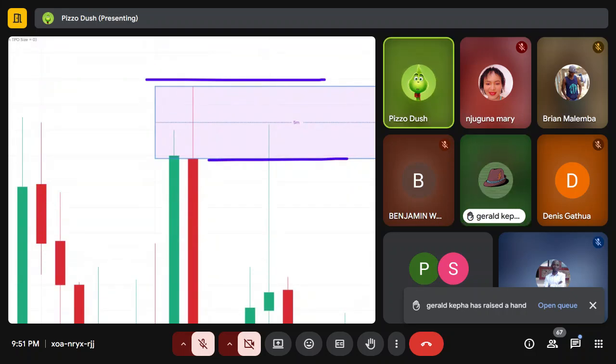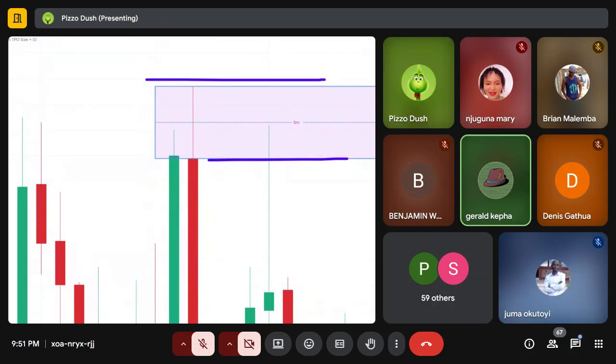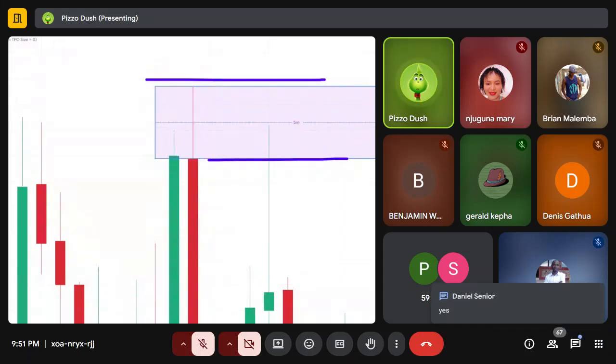Niaje. Naomba utushow pia breaker blocks. Ati? Breaker blocks ndo the same na mitigation blocks ama? Are they the same? Breaker blocks ndo the same na mitigations? If it's the same, I think tumeshafanya. Sijui kama kwa hii class tumecover the mitigation blocks. Someone confirm. Yes, naona tukisema it's the same. So kama hatujacover mitigation blocks, we will do them tomorrow.